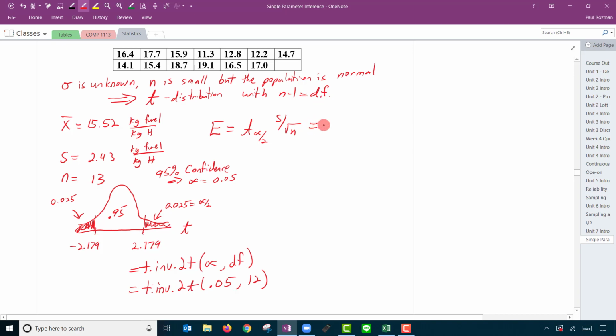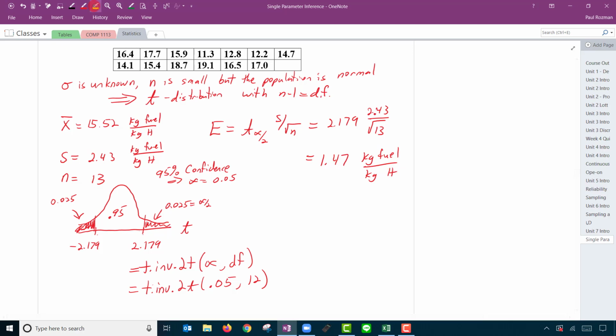And then we can calculate our error. 2.179. S was 2.43. Put your calculator in stat mode to get that. And the formula still uses n, so use 13 here. Use 12 to find your t-score, but use 13 in your calculation here. I ended up with 1.47 kilograms of fuel per kilogram of hydrogen.